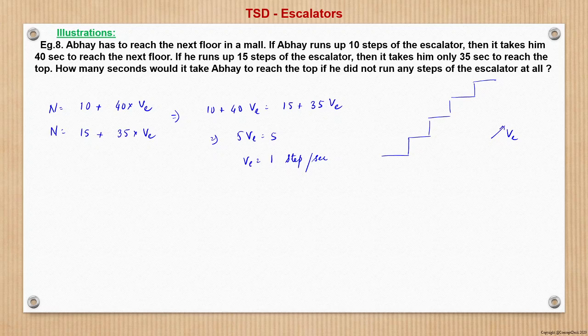So we have to find how many seconds it would take Abhay to reach the top if he did not run any step. That is, Abhay is not moving. So in that case, the total n remains constant. Here it will be VE into time t, and that n we can equate to any one of these. So that is nothing but 15 plus 35 into 1. So from here we can say that t is equal to 50 seconds, right? So this is the answer to this question.